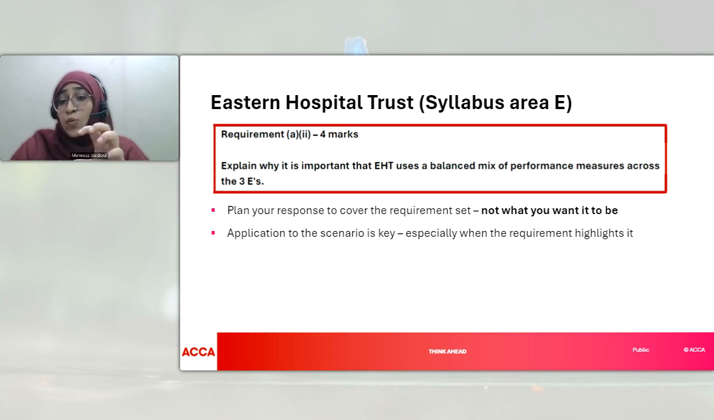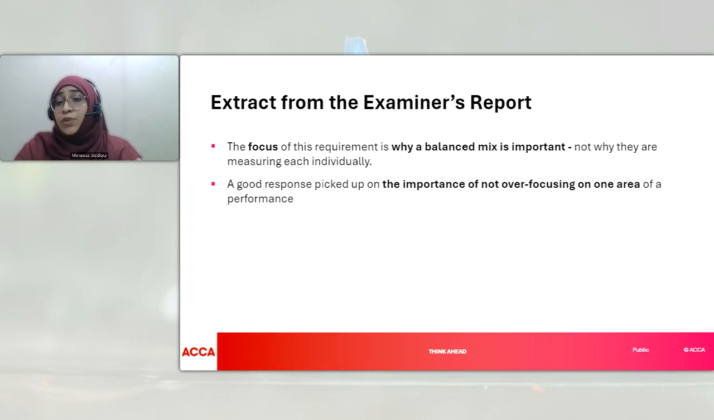Okay. And we needed to make sure that we were using information from the scenario, because the requirement very clearly is now asking why this particular organization needs to follow this particular approach. And so the examiner's feedback was that a lot of candidates did not answer the requirement, so they ended up justifying that yes, they should have economy, they should have efficiency, and they should have effectiveness, but they weren't really applying the answer, they weren't really picking up the information from the scenario and applying it.